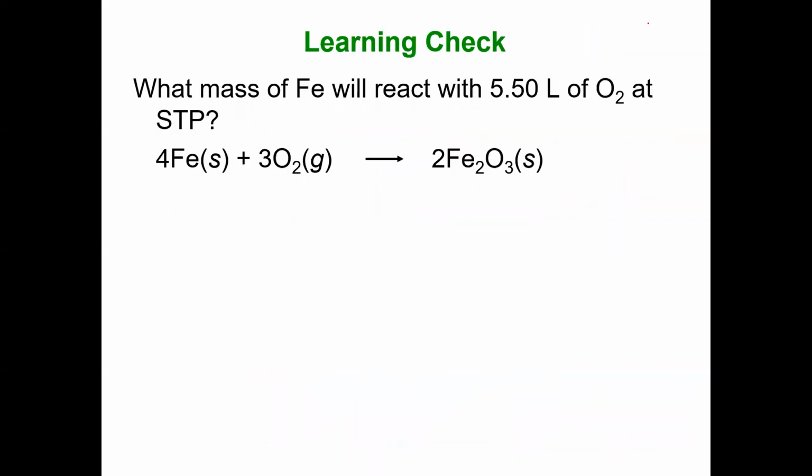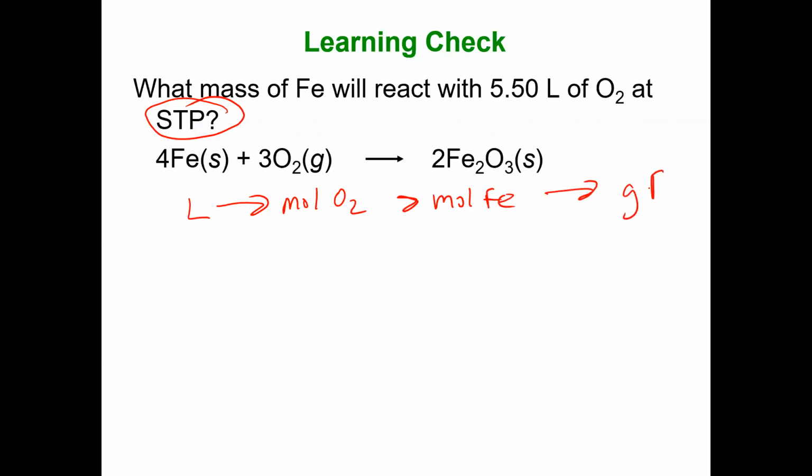So what mass of iron will react with 5.50 liters of O2? And again, the magic STP, liters to moles of O2, moles of O2 to moles of iron, and then using molar mass, grams of iron. Oh, I didn't show the work. So I'll write that out for you. Sorry about that.